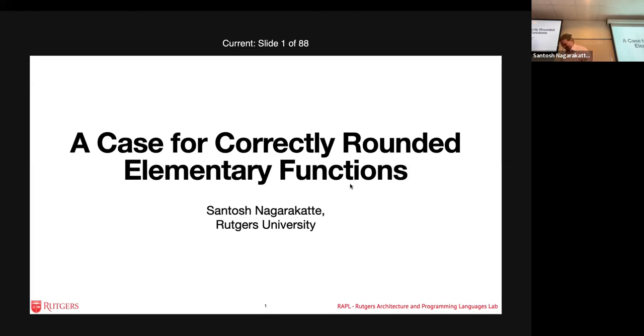Thanks, Matthew, for the introduction. So today I'm going to talk about the RLibM project. An alternative title is how we build the world's fastest math libraries and what are the key ideas behind it.